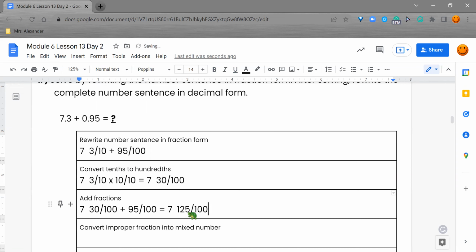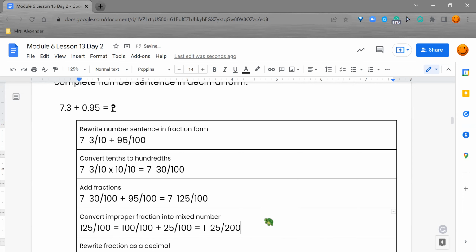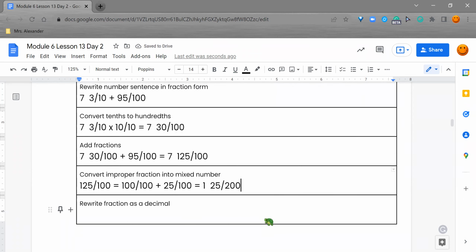Now we have a mixed number, but our fraction part of the mixed number is an improper fraction. So I'm going to go ahead and take the 125 over 100. And remember how we did this before. How many hundreds can I pull out of 125? So I'm going to do 100 over 100, and I'm going to add. And how many do I have left? Yes, I have 25 over 100 left, which equals 1 and 25 hundredths. And now I get to add it to my 7.